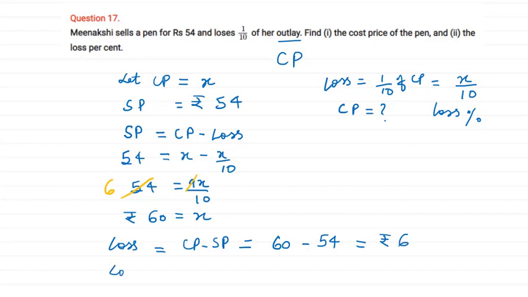So now the loss percent will be how much? 6 divided by 60 into 100. Loss is 6 and the CP is 60. So here your answer will be 10%. So answer is 10% loss.